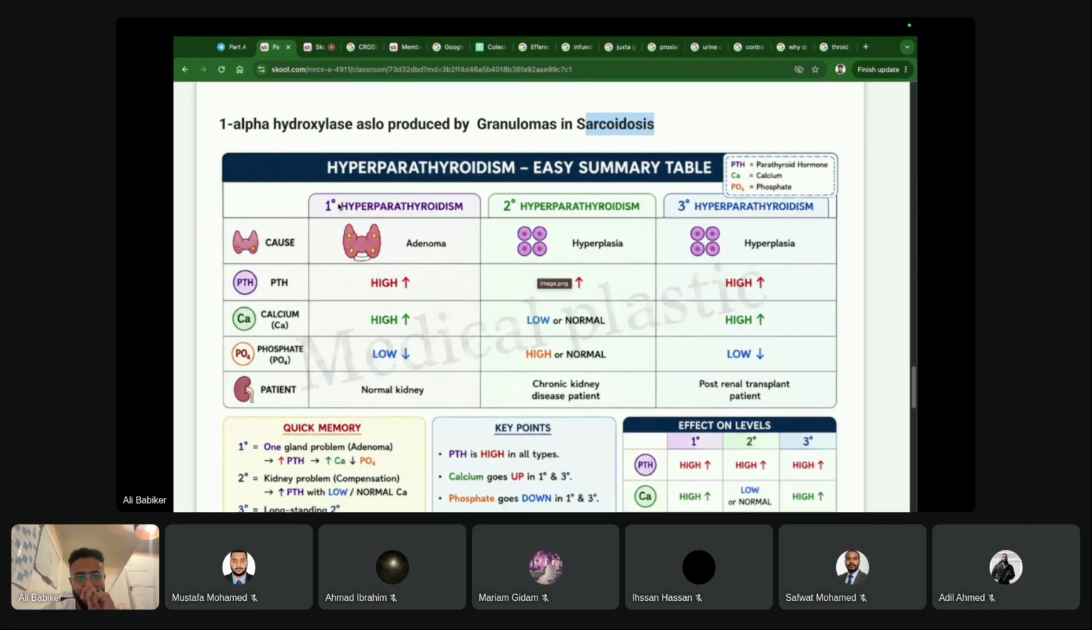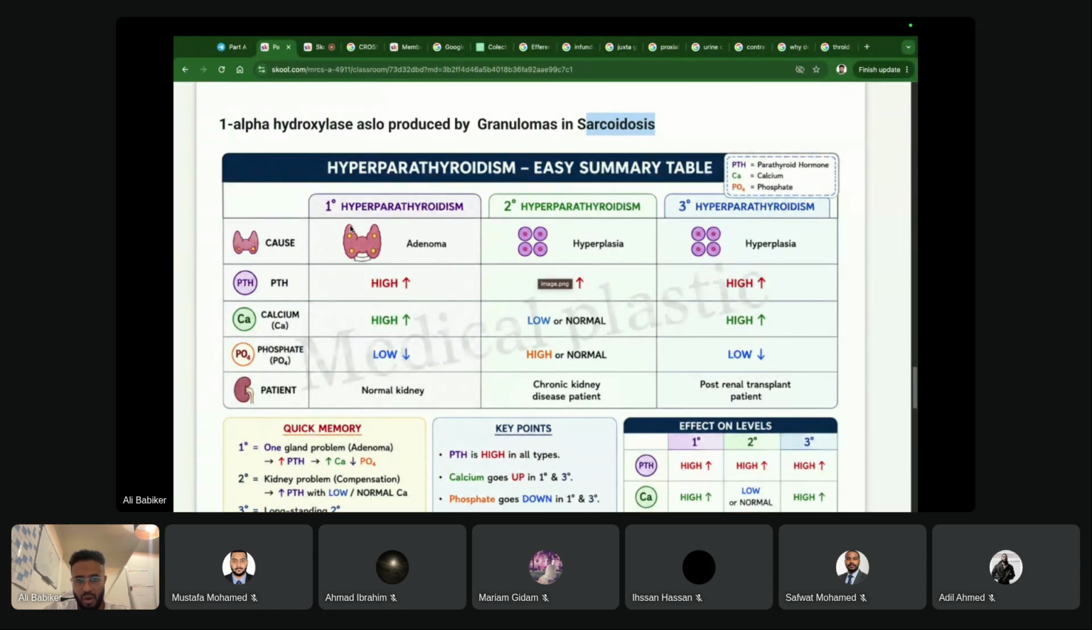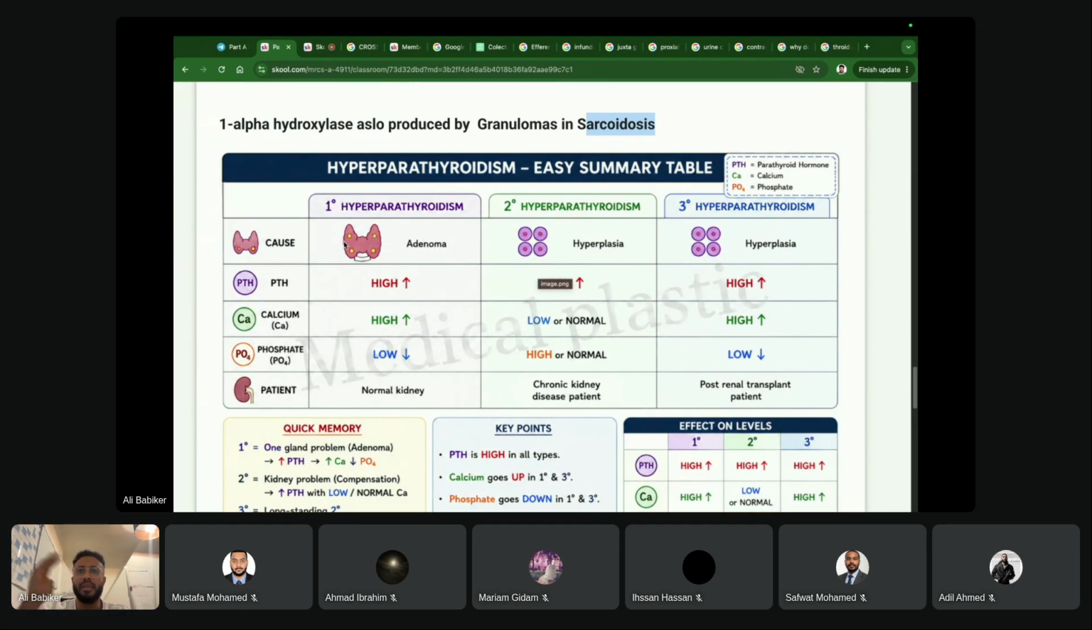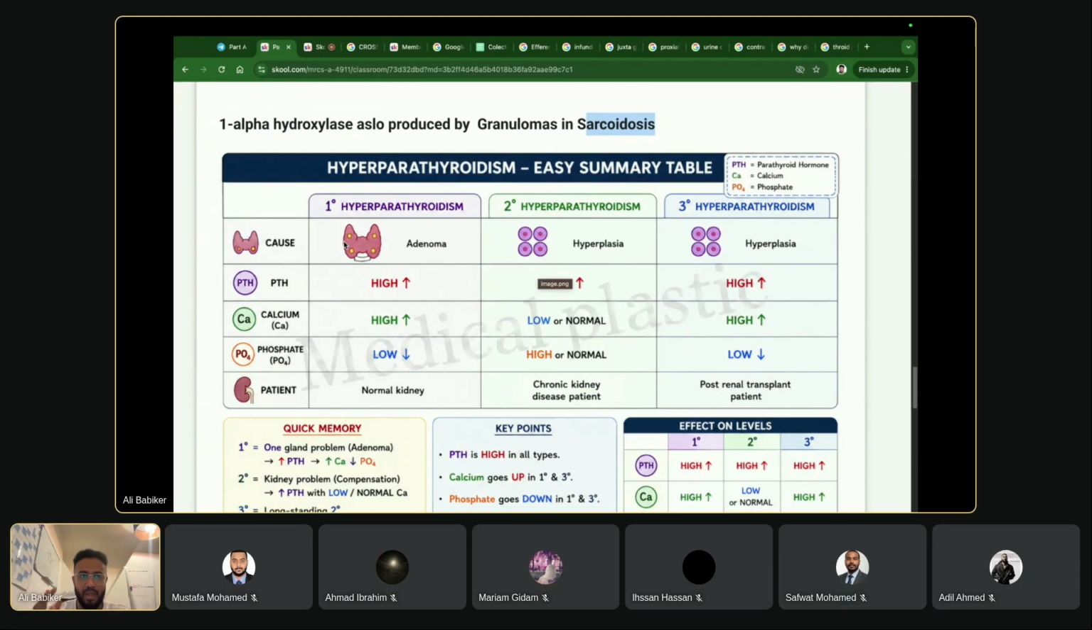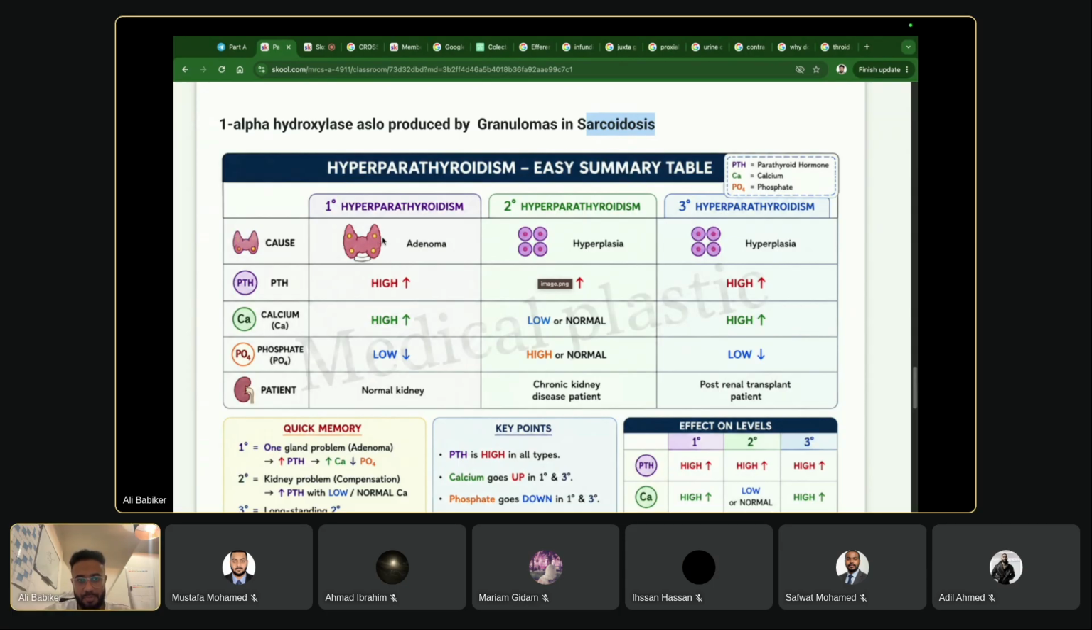Okay, primary hyperparathyroidism. The issue is in the parathyroid gland. If you remember in the anatomy, I showed you the parathyroid gland. I said we have four parathyroid glands on the back of the thyroid gland. Para, like paramedics, means close to, similar to. That's why the name came from parathyroid. It's four glands on the back.